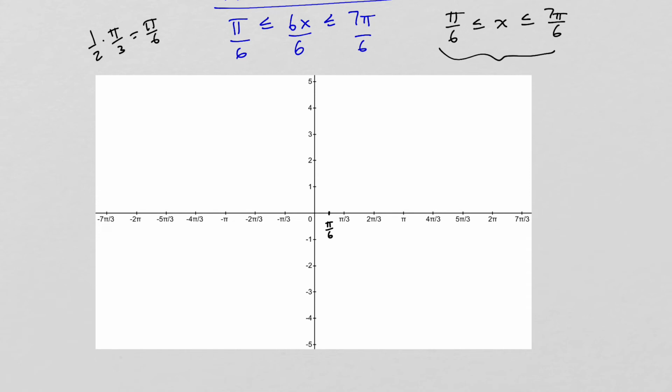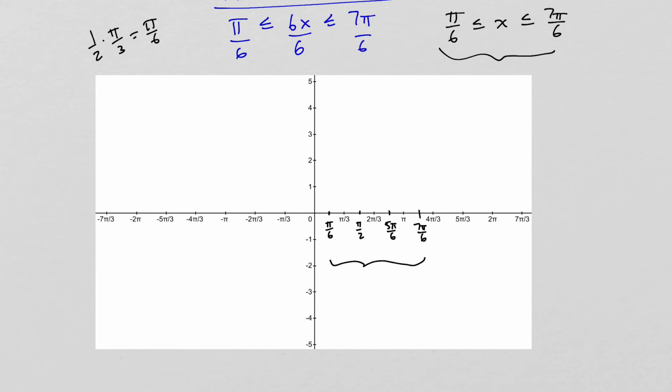And so if I count by pi over 6, this is 1 pi over 6, 2 pi over 6, 3 pi over 6, which is pi over 2. Then we have 4 pi over 6, 5 pi over 6, which is this one here. 6 pi over 6, which is pi, and then right here is 7 pi over 6. So I just want to show you that you can figure out where those marks are on your graph. Our first cycle occurs between pi over 6 and 7 pi over 6.